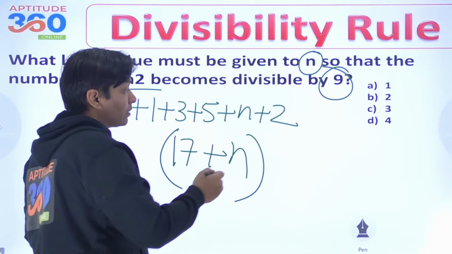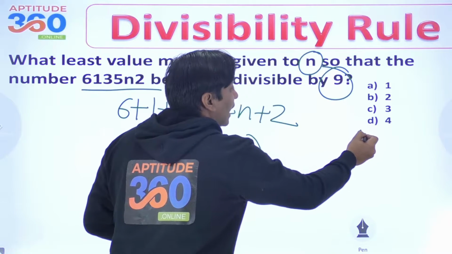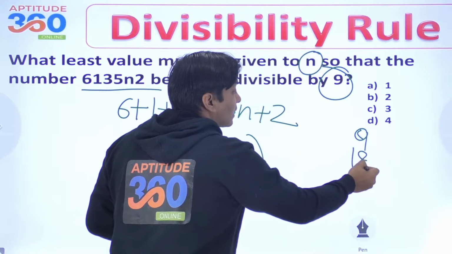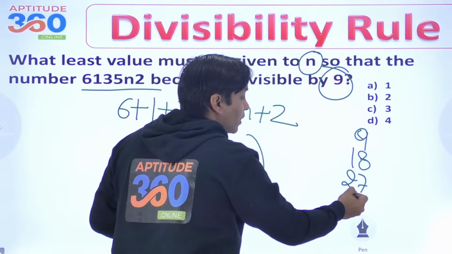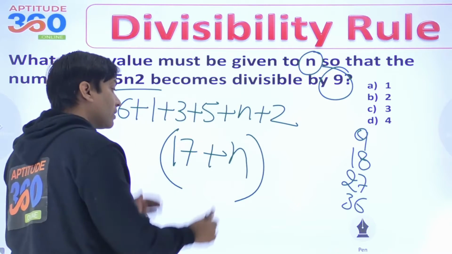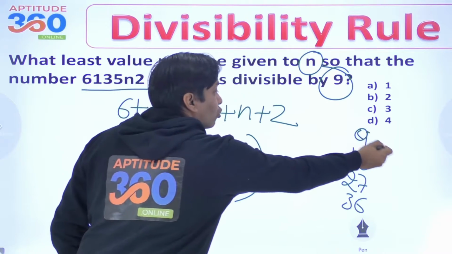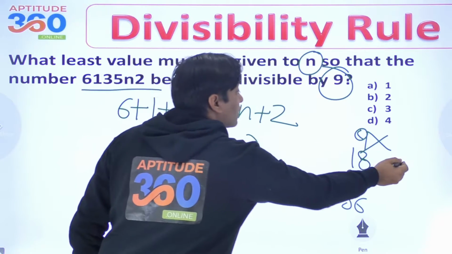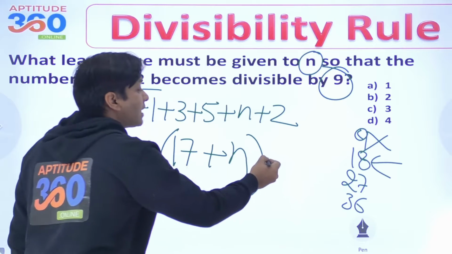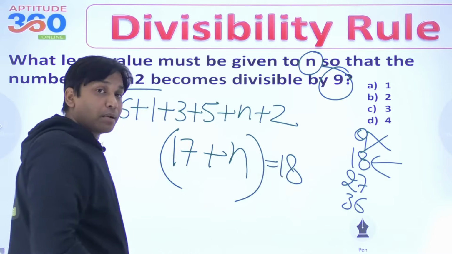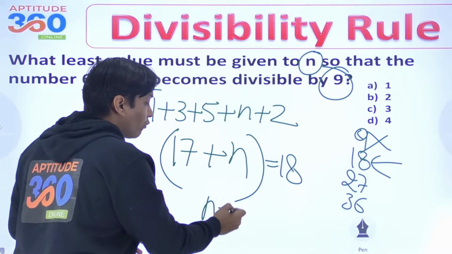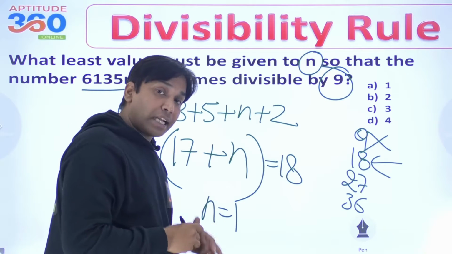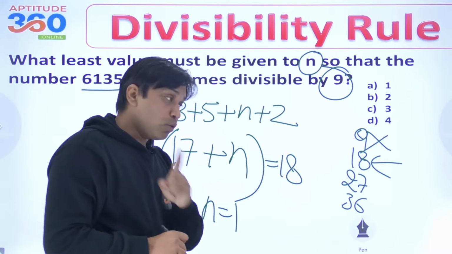Now try to understand this thing. 9 की टेबल अगर हम देखें ना तो 9 आएगा and then 18 आएगा and then 27 आएगा and then we have got 36. So this sum cannot be 9. This sum cannot be 9. But there is a possibility that this sum becomes 18. And if I say that this sum will have to become 18, what is the value of n? The value of n comes out as 1, exactly 1.